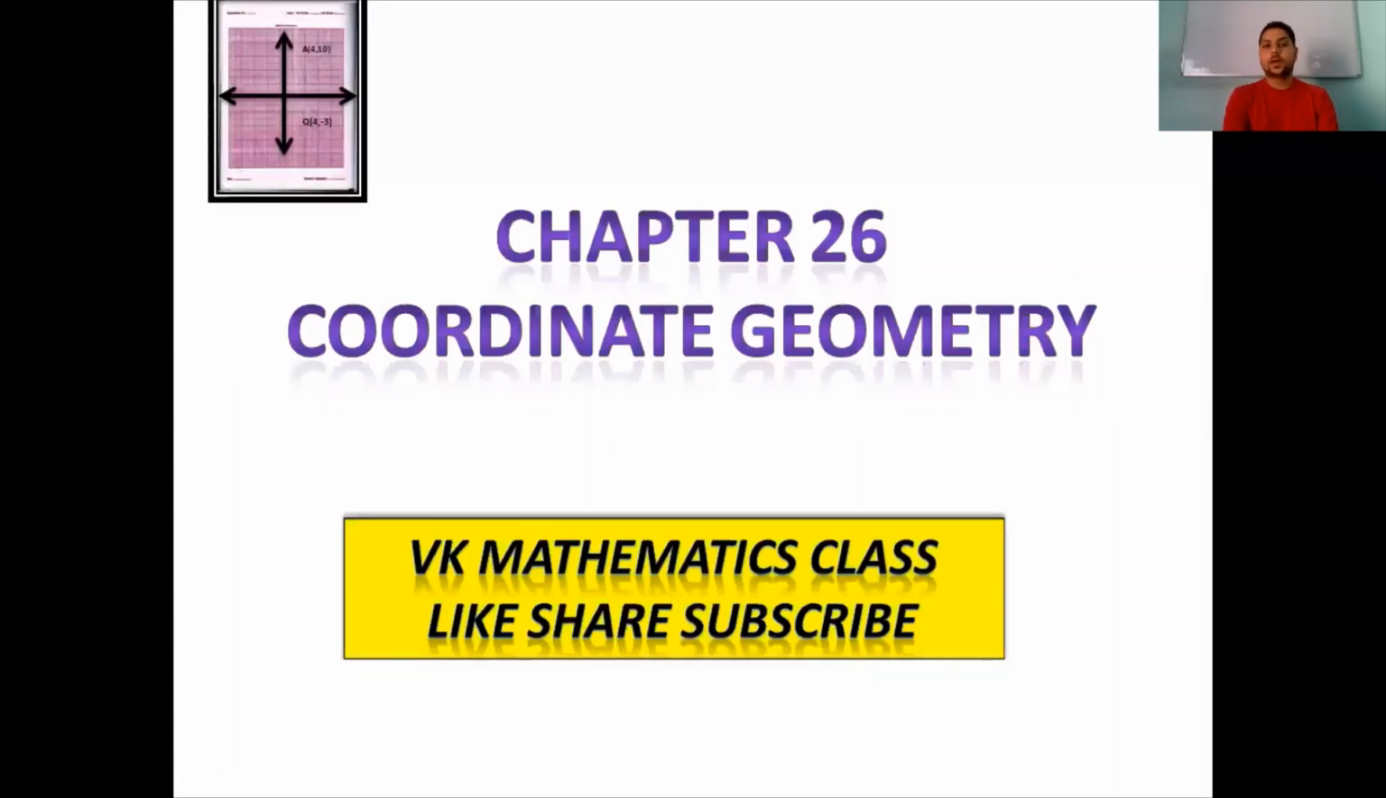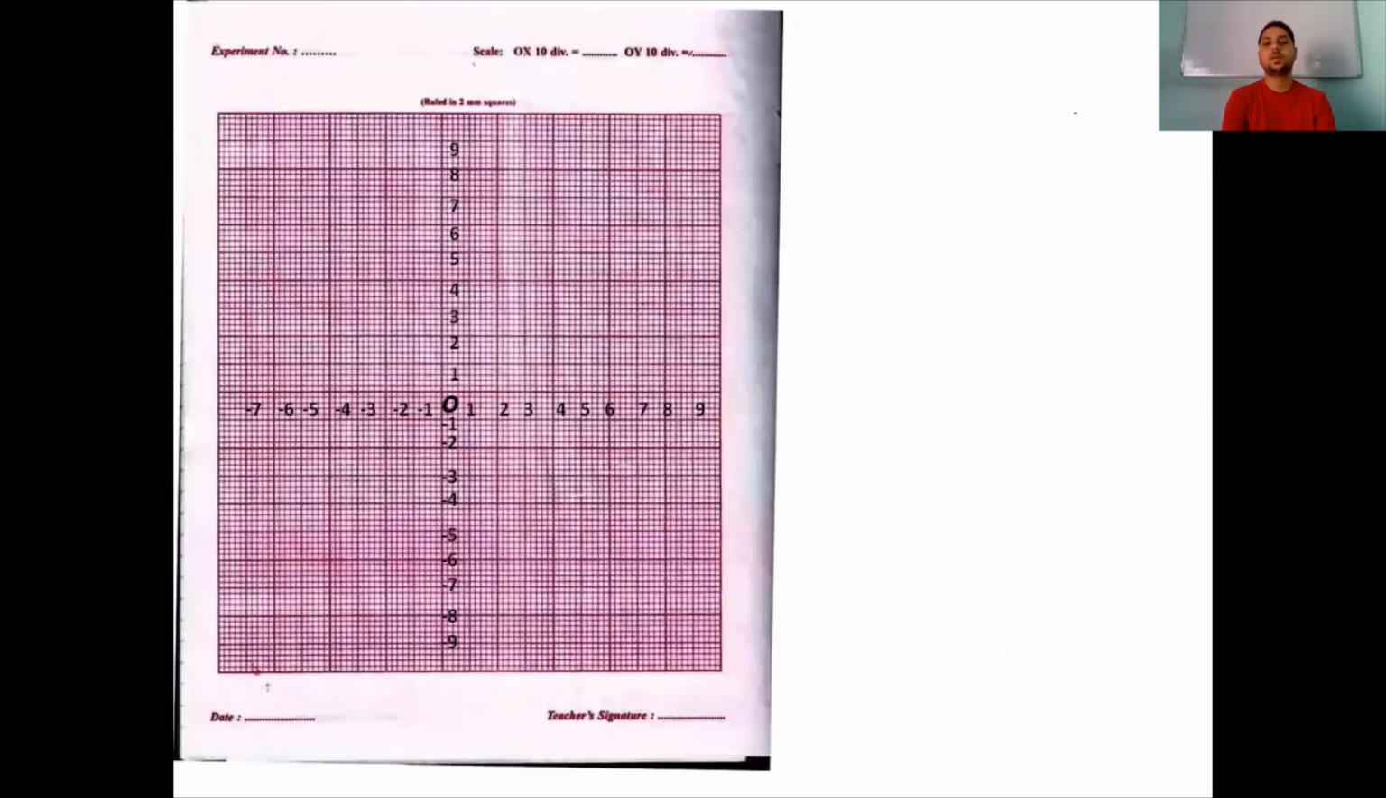Hello students, welcome back with your new chapter, chapter number 26, coordinate geometry. This chapter basically deals with your Cartesian plane and coordinate system and how we can express a number or a 2D figure on your Cartesian plane. Now let's begin with your first term.